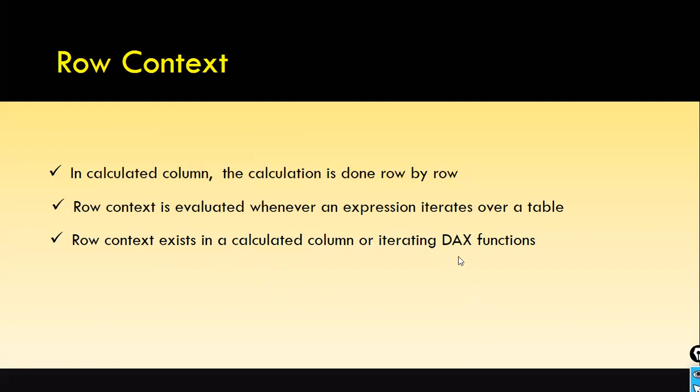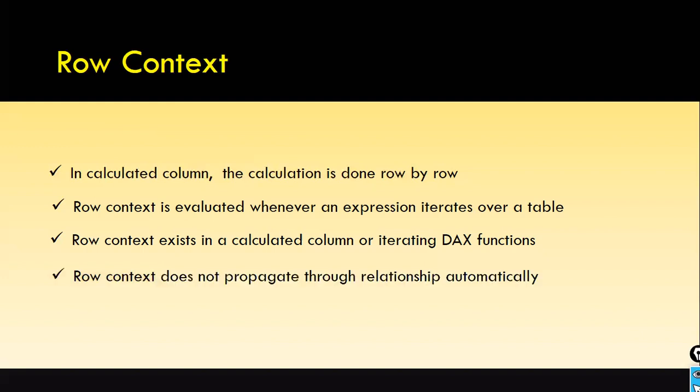And apart from this, with iterating functions like SUMX, AVERAGEX, COUNTX, COUNTAX, wherever you use an iterating function, it also performs the operation row by row. It goes row by row, each row one at a time, and then it evaluates your expression. The row context exists in calculated columns as well as in the iterating DAX functions. The row context does not propagate through relationships automatically.